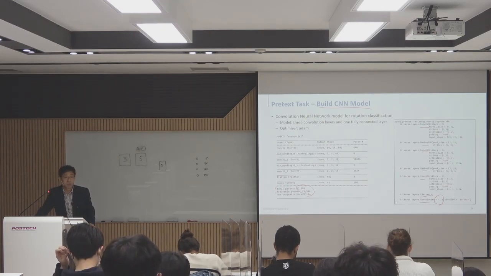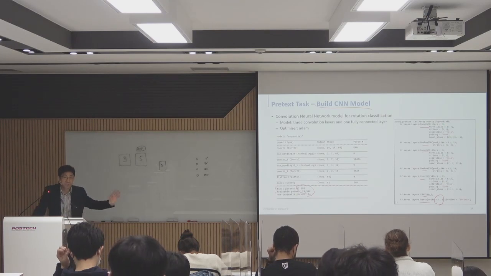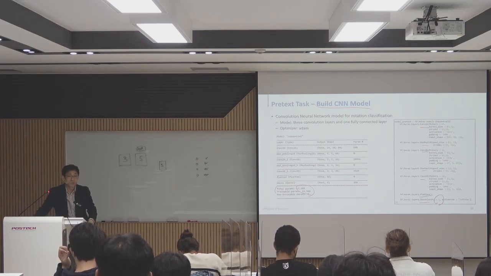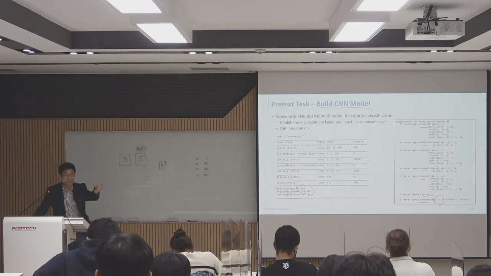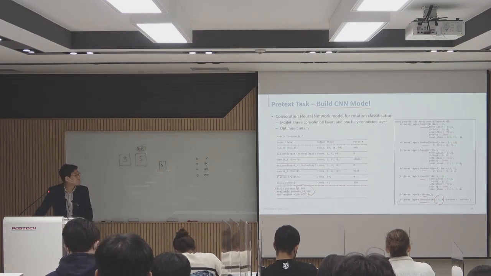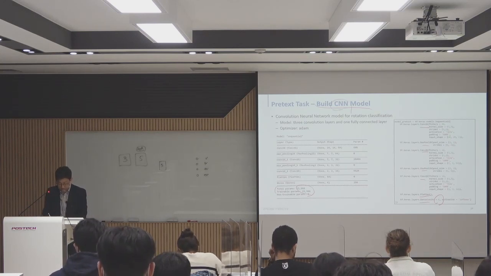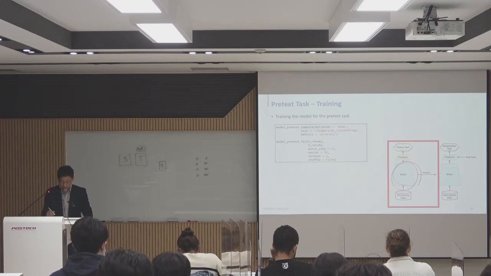Okay. We do have a lot of MNIST data in this case. The only thing is we assume that we do not have labels, but we generate the labels in terms of rotations. Okay, we build up the CNN models now. So we build up this model.